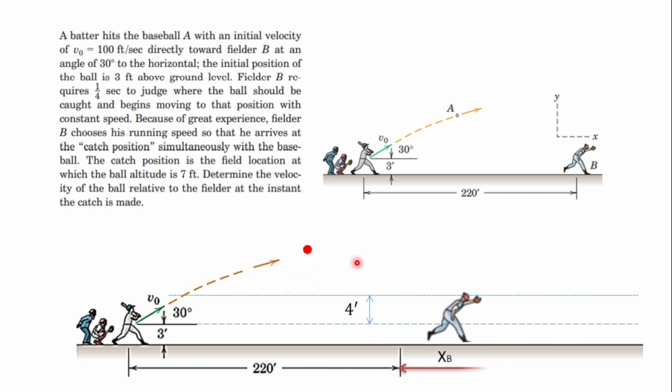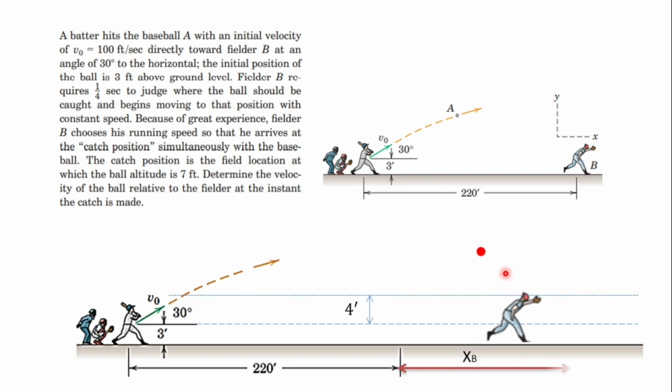Now to elaborate, let's see how it works. Assume there is a batter here who just hits the ball, and the ball starts moving like this. Its motion is a projectile motion, and once the ball flies this way, fielder B catches it at 7 feet above the ground. If you look at this animation, the ball flies for a time t, and the fielder runs for the time t minus 0.25, because he starts his movement after the ball has traveled 0.25 seconds.